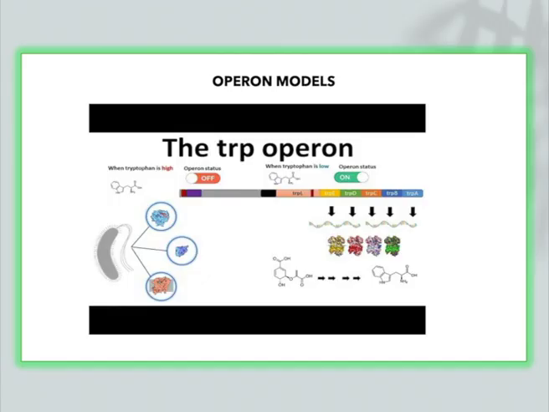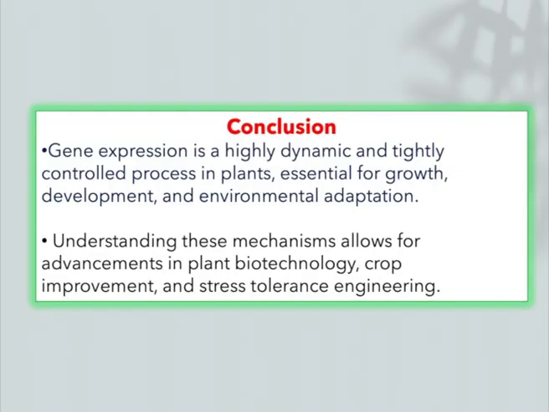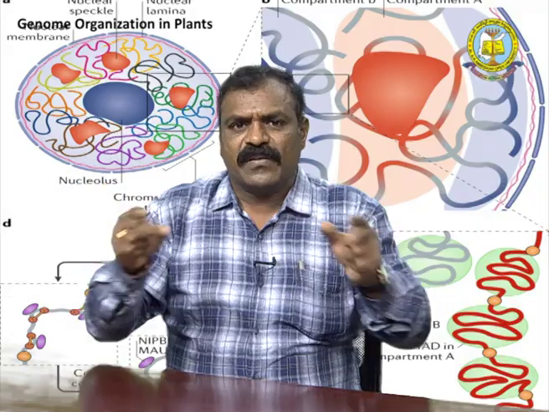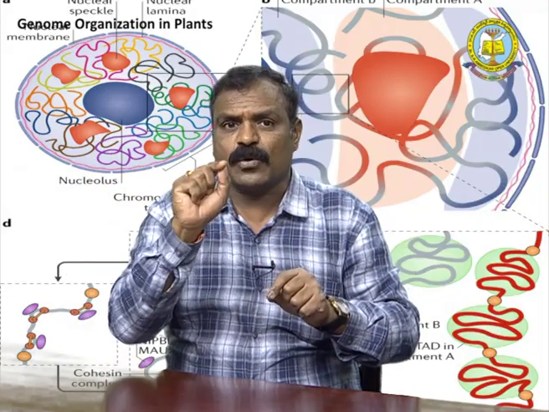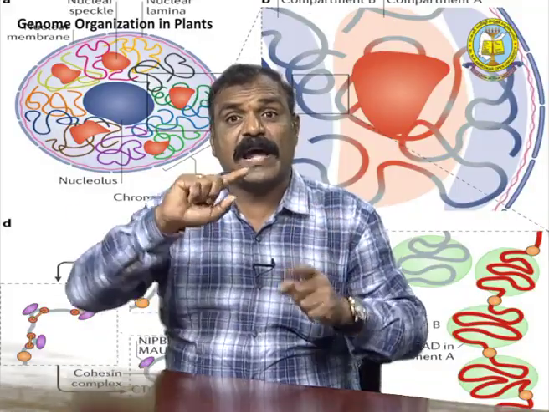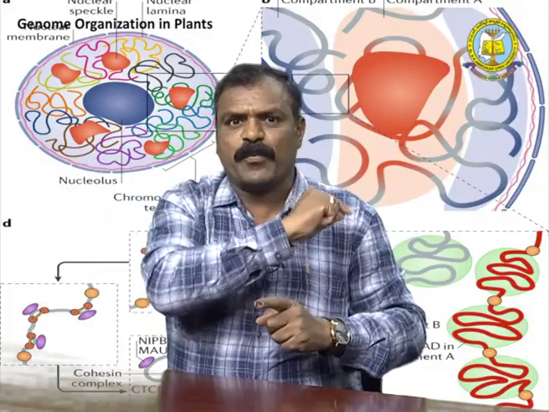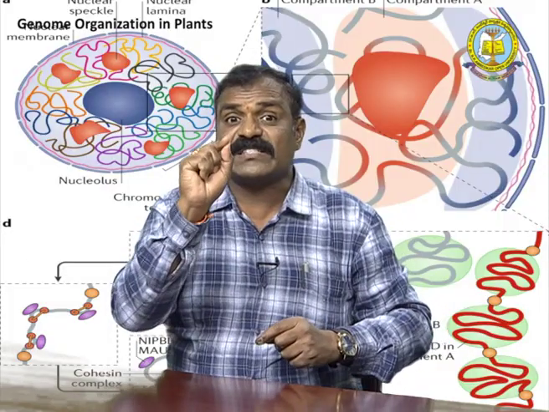Then the conclusion: gene expression is highly dynamic. It is not static. It shows tremendous changes and is a tightly controlled process in plants, essential for growth, development and environmental adaptation. Why? Because so many changes occur in the external environment. Understanding these mechanisms allows advancements in plant biotechnology, crop improvement and stress tolerance engineering.